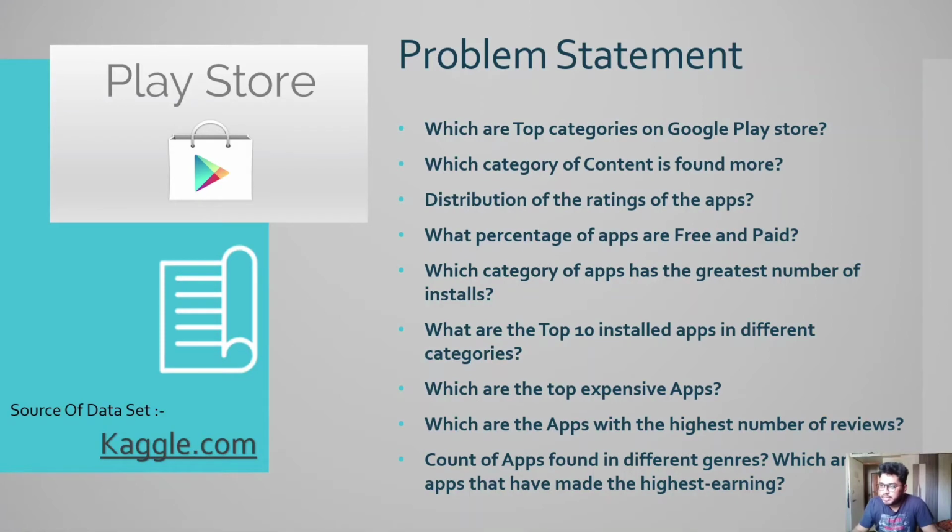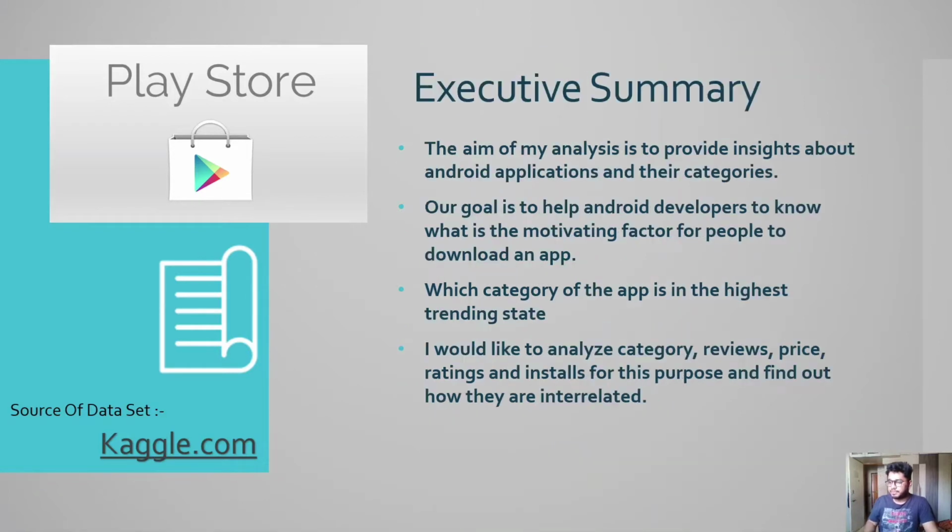These are all the problem statements which I have listed over here: which are the top category apps on the Google Play Store, which categories' content is found more, distribution of rating of apps, percentage of free or paid apps, which category apps have the greatest number of installs, which are the top 10 installed apps in the different categories, which are the top expensive apps, which are the apps with the highest number of reviews, and the count of apps found in their genres.